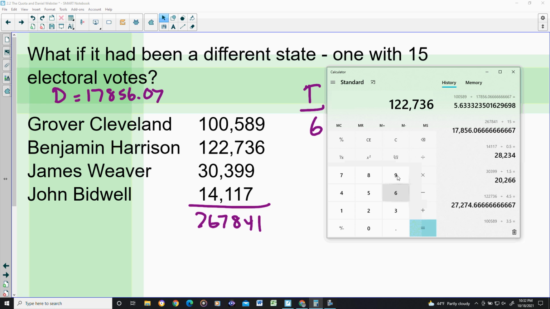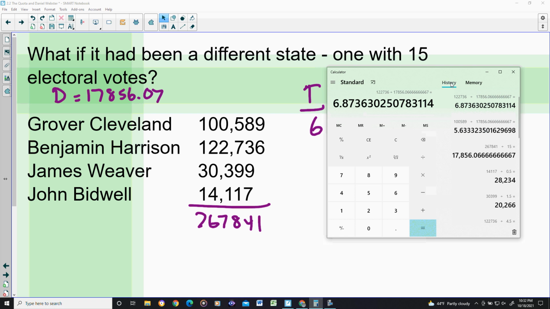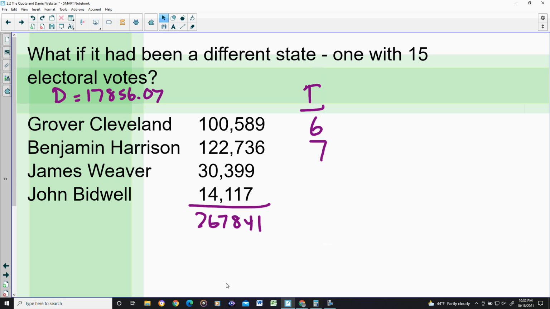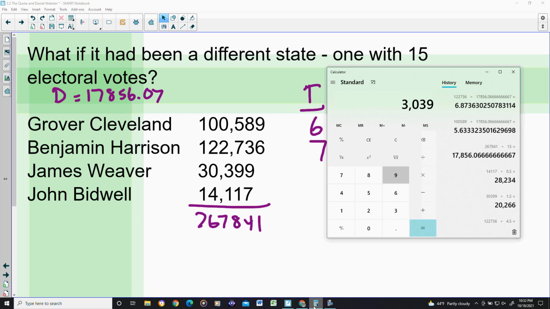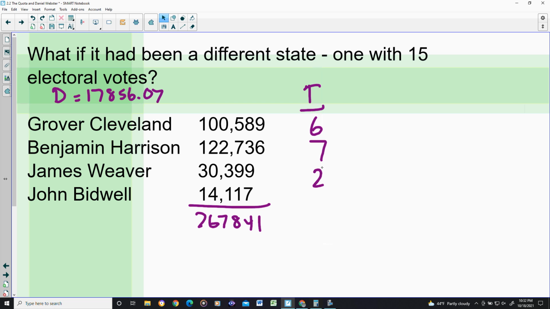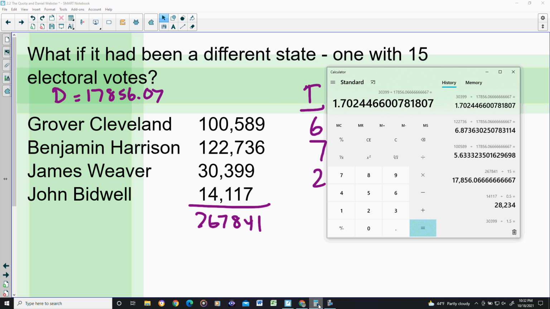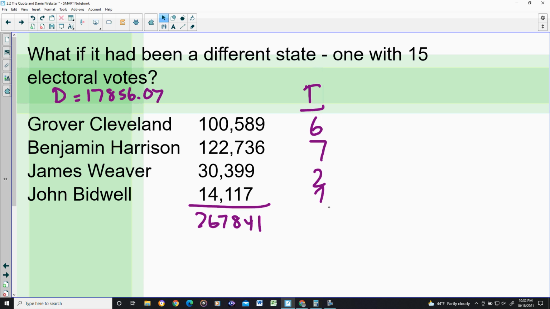122,736 divided by the divisor is 6.873. That's going to round to 7. 30,399 divided by that number is 1.70, so that's 2. And then finally, 14,117 divided by the divisor is 0.79. So again, that also rounds up, and that's going to round up to 1.